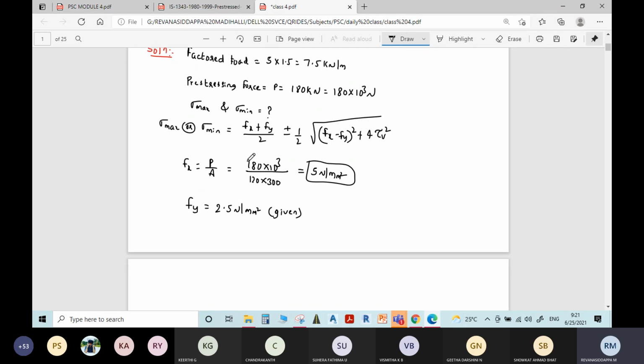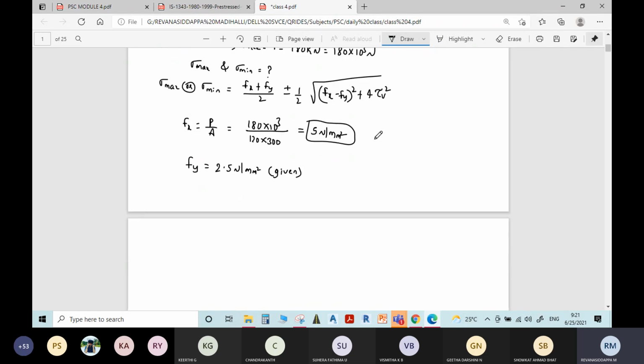Okay, then what do we need? We need tau v, the shear stress. To find the shear stress, we have the formula. Write that formula. Tau v is equal to Vu into A y bar divided by I b. Okay, first, what we need is the shear force.